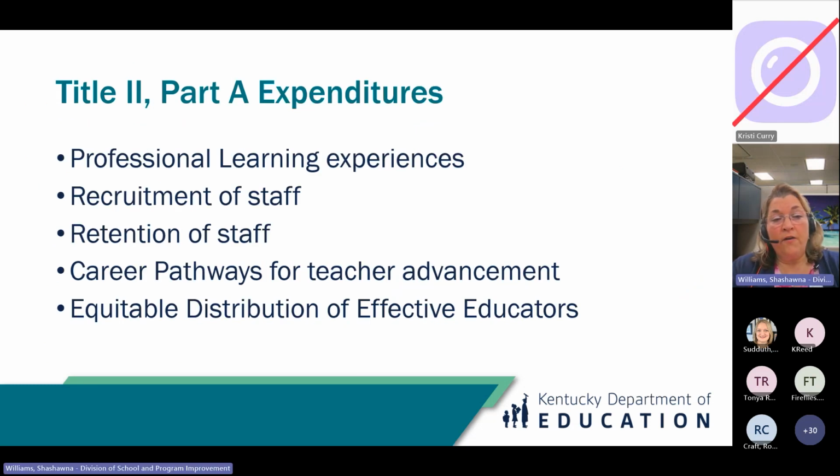Expenditures can fall under these categories: professional learning experiences, recruitment of staff, retention of staff, career pathways for teacher advancement, and equitable distribution of effective educators.